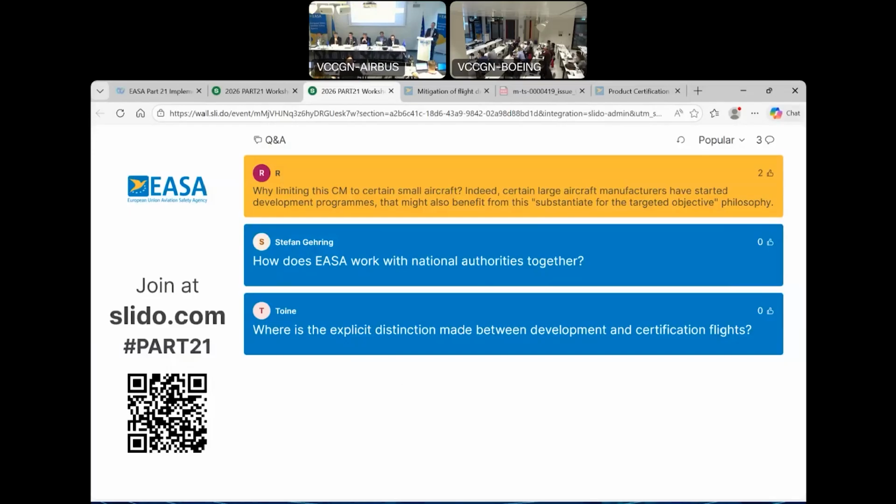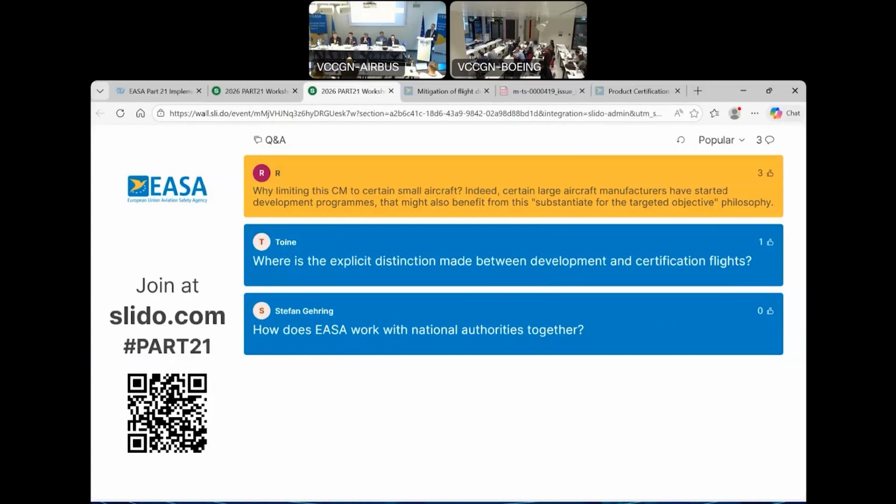So we can see the first question, which is asking why this CM is limited to certain small aircraft. Indeed, certain large aircraft manufacturers have started development programs that might also benefit from this substantiate for the targeted objective philosophy. Okay.